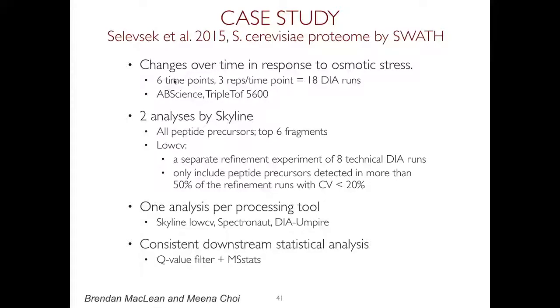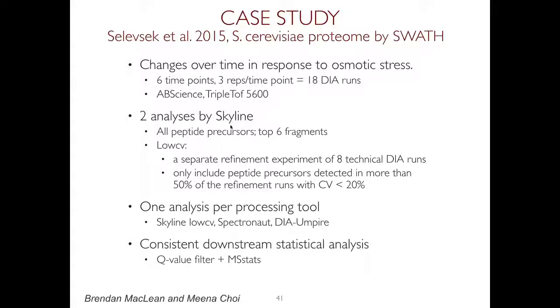And it was a little bit smaller scale study, so 6 time points, 3 biological replicates per time point, and 18 DIA runs. It was acquired on an instrument which is kind of lower resolution at this point, a TripleTOF 5600. And Brendan and Mina wanted to look at the implications of data processing, how they propagate all the way to the statistical analysis. And so here's just one example.